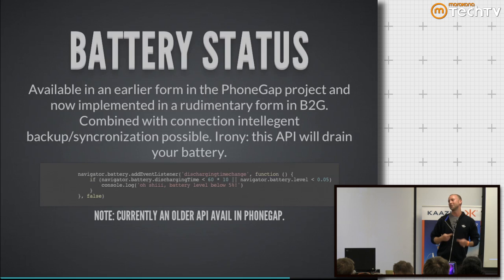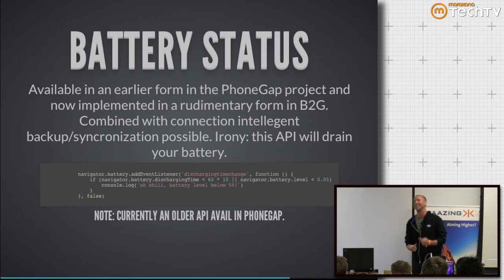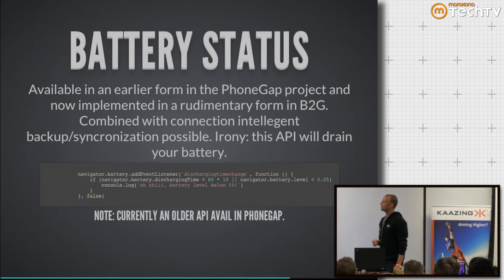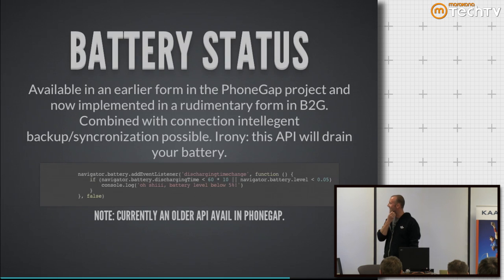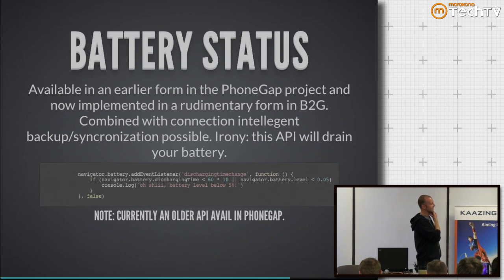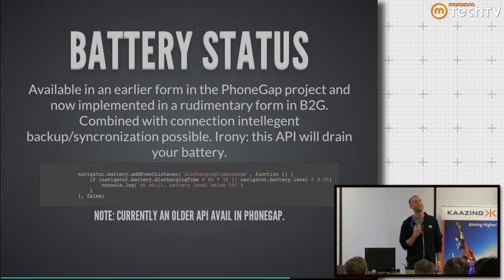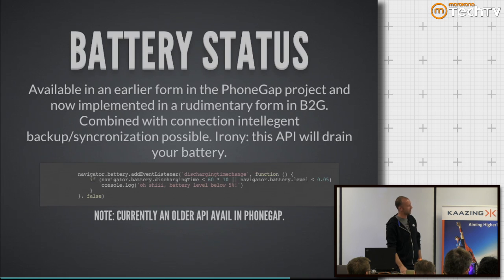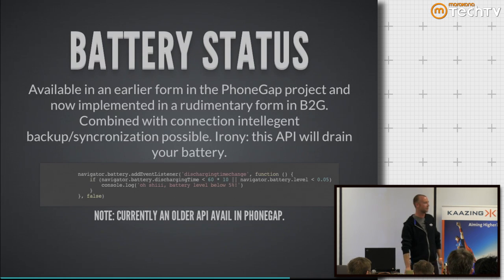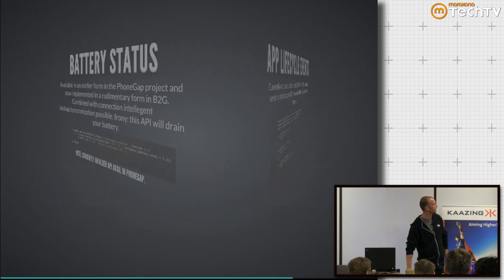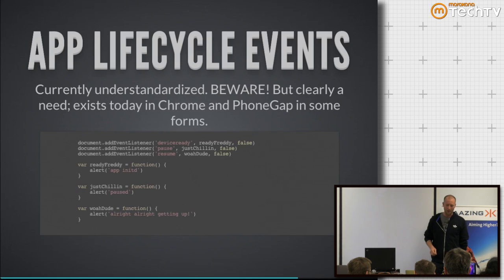And so you are constantly polling the battery. It's like, we need a better API for that. So we've got it in PhoneGap, but we look at it and we're just like, this one's just a bad idea altogether. Because if you're polling the battery, you're using the battery and you're killing cycles using it. So probably better to have a things-are-about-to-die event as opposed to a poll-constantly event. App lifecycle events.